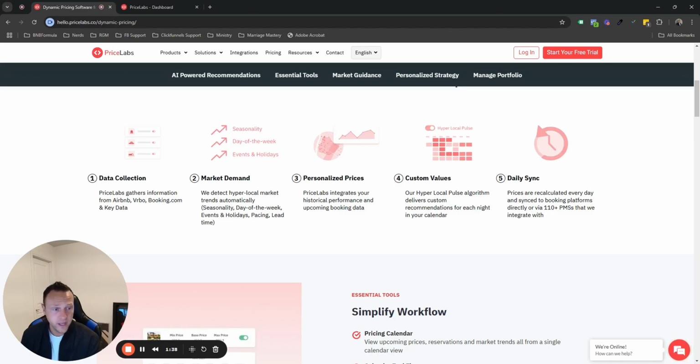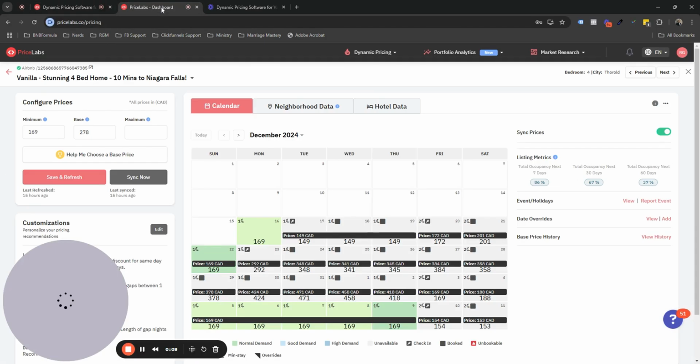And then from there, it will spit out some pricing options for you. And guess what? It literally will sync daily, and it's updating these prices daily so you don't have to worry about it. And you might be saying, oh, Ryan, that's great. How would that even work for me? How does this actually make me more money? So let me show you inside of my PriceLabs account.